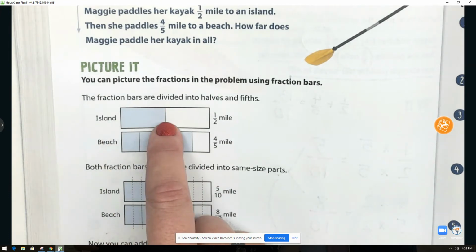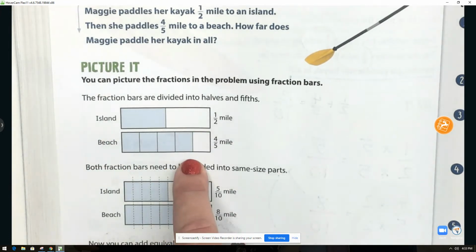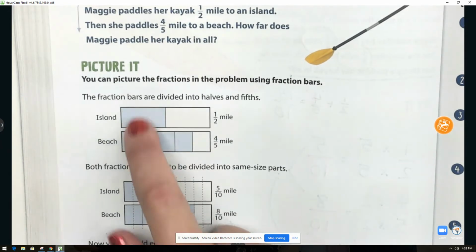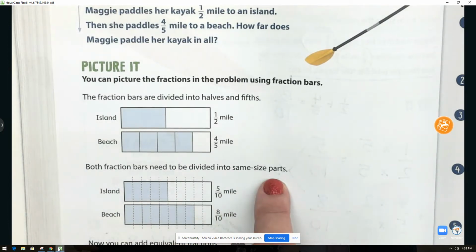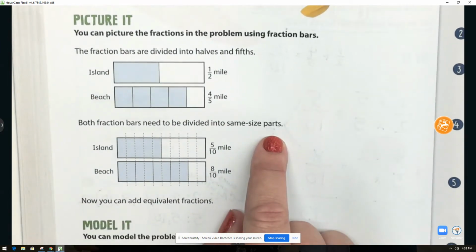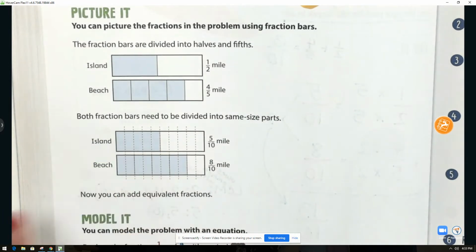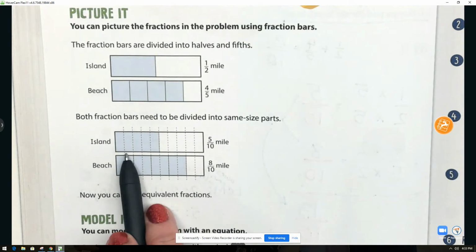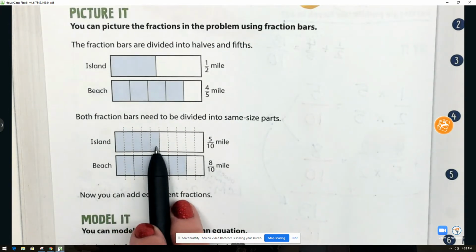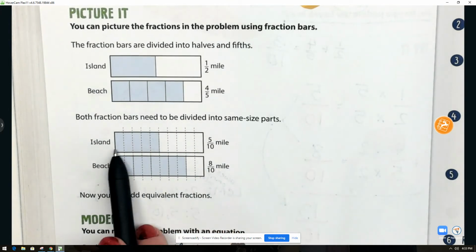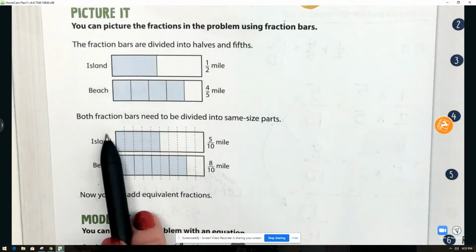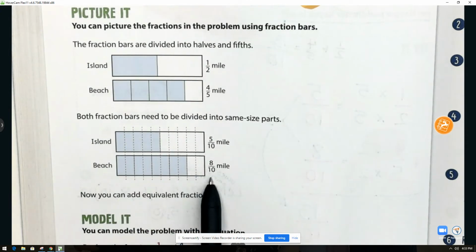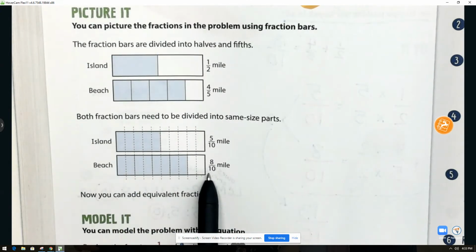So we see how much she biked to the island and how much she biked to the beach. Now, in order to add these together, both fraction bars need to be divided into the same size parts. So we know that we need to divide both of these fractions into 10 parts. If you see these tiny little dotted lines, each of those are making the island fraction bar into 10 parts, and the beach fraction bar also into 10 parts.